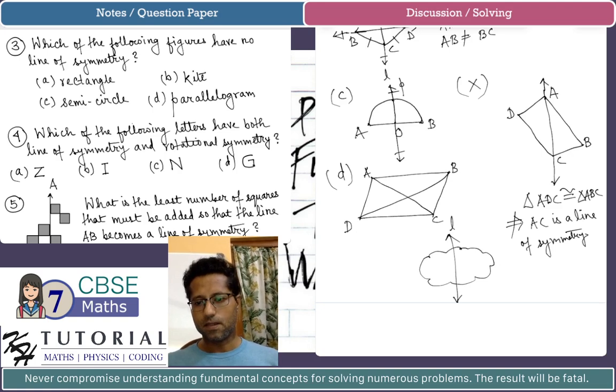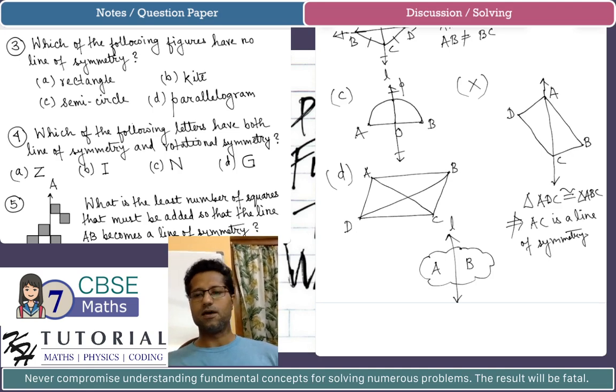So let's say this line of symmetry is dividing whatever figure I have drawn into two halves, two figures. The left side figure is A and the right hand side figure is B.